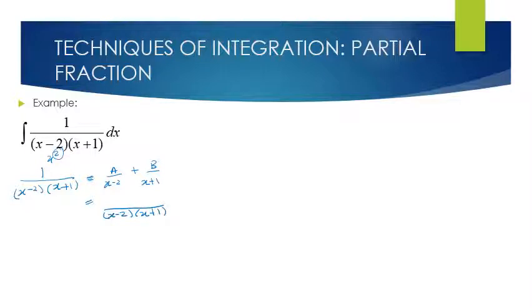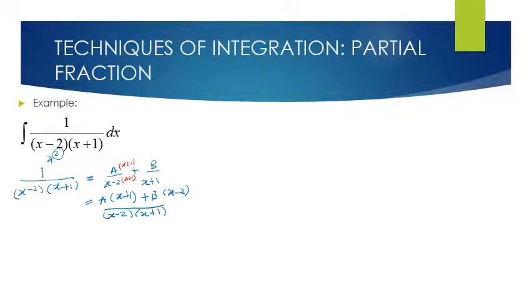Since this is equal, for a over x minus 2, we want to make sure that the denominator is the same here. So x minus 2 must be multiplied by x plus 1, right? The same goes for the numerator: it must also be multiplied by x plus 1. So the solution we get is a multiplied by x plus 1, plus b, this one also multiplied by x minus 2. So the upper part here is multiplied by x minus 2.